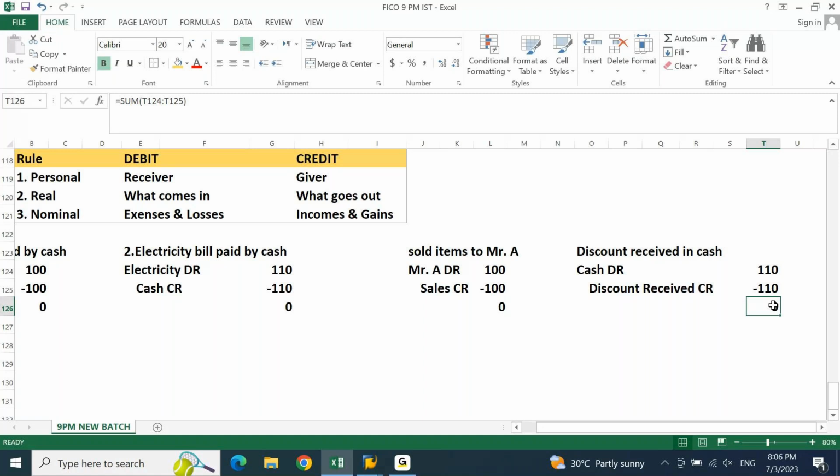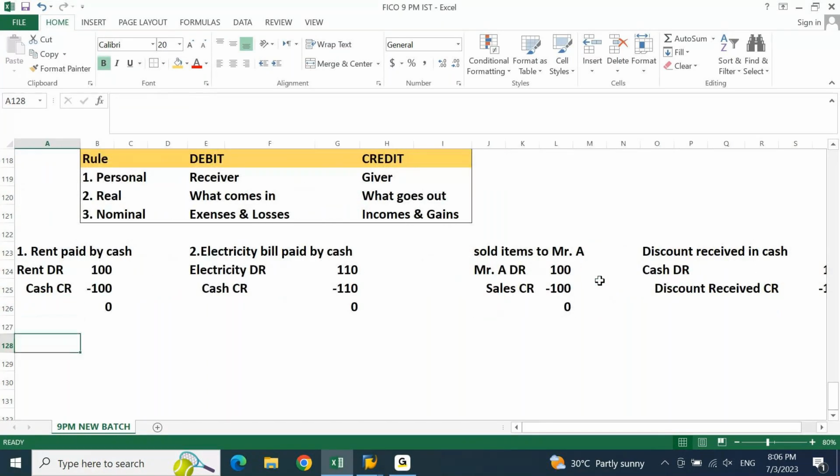Now here you debited the cash account, because when you receive the discount, you are receiving cash. Cash is coming in by way of discount. So discount is an income, and any income will be credit. Something like this, you will be writing the accounting entry.